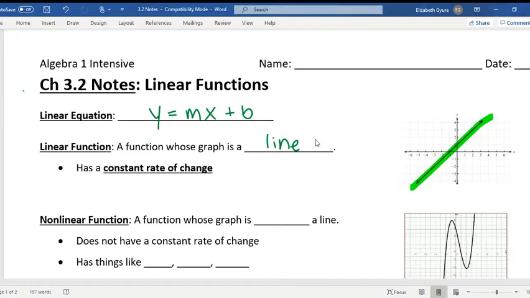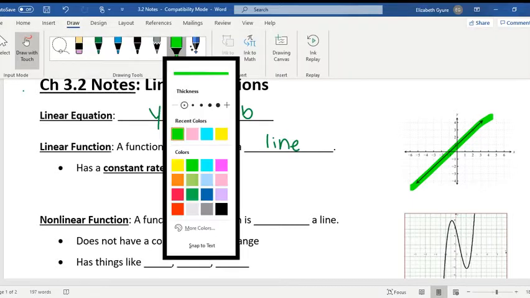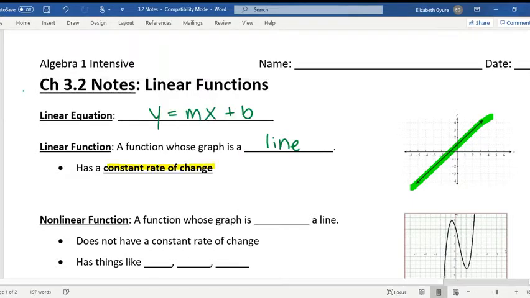It has what we call a constant rate of change. That means it's always going up or going down by the same amount each little box on your graph.